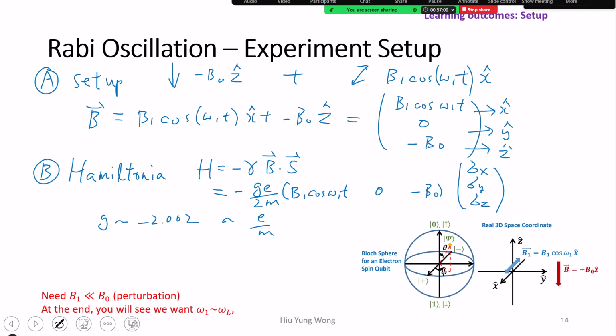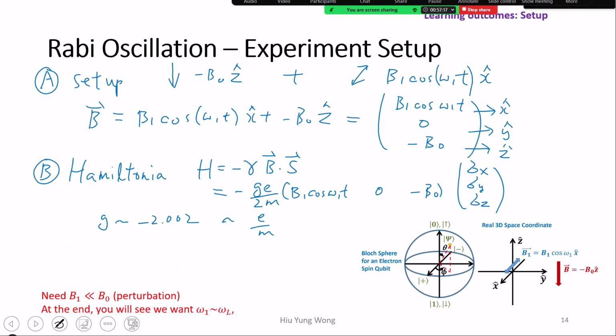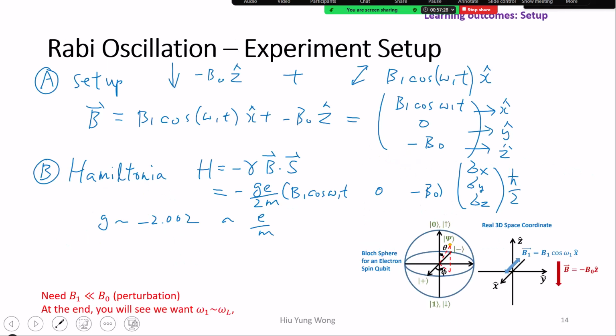I missed one very important thing. What is S again? Yeah, thank you. So I'm missing this h bar over 2, okay? So here I should put h bar over 2 because S is Pauli vector times h bar over 2. Sorry about that, right? Okay, so that's why I missed this.